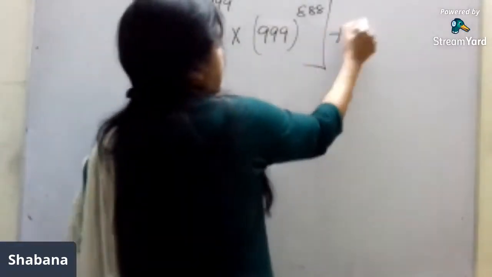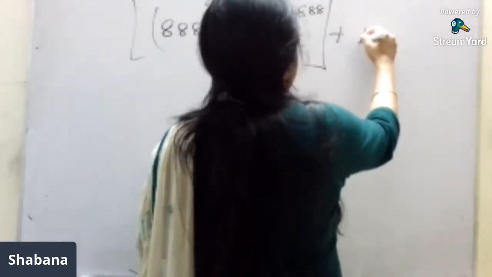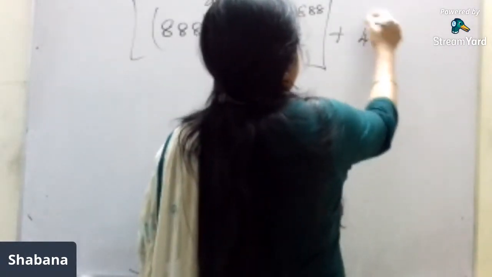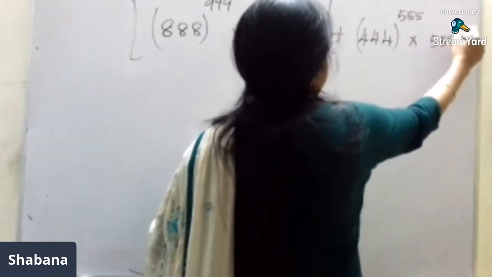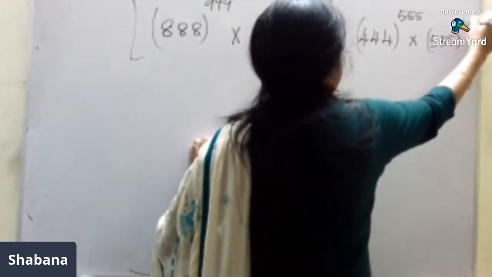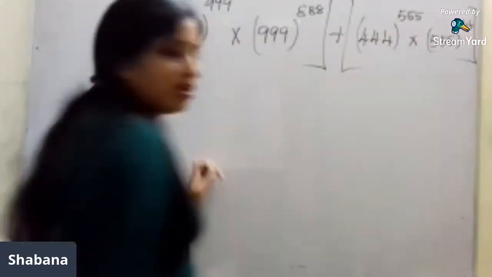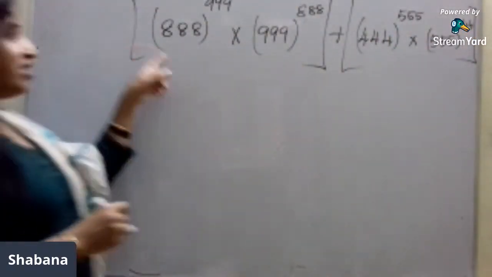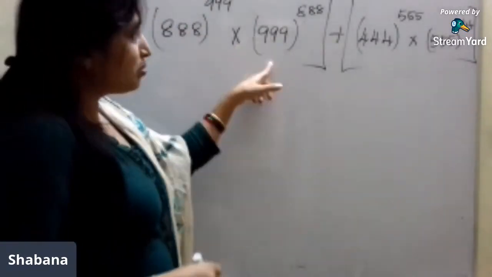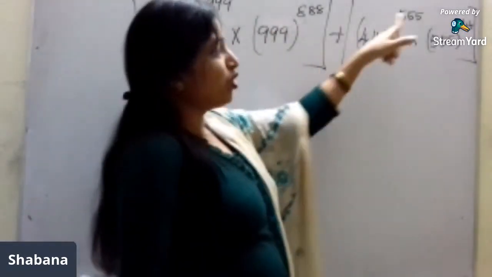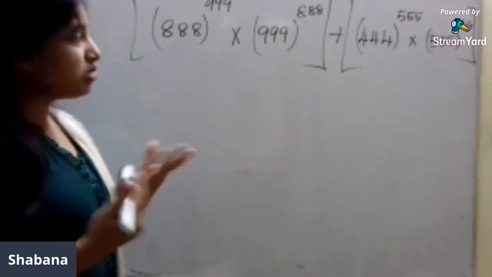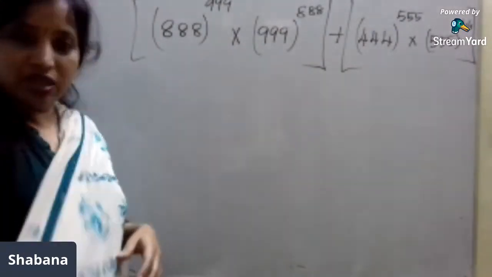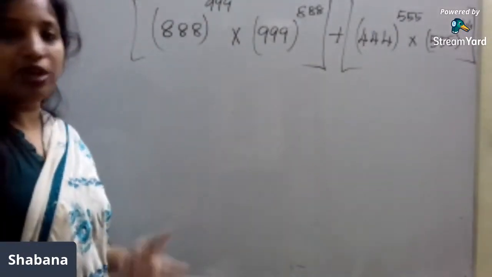Plus 444 to the power 555 into 555 to the power 444. I hope you can see the numbers here. It is 888 to the power 999 into 999 to the power 888 plus 444 to the power 555 into 555 to the power 444. Maybe the number looks very large. You must be wondering, is it literally possible to find this in the given span of time?